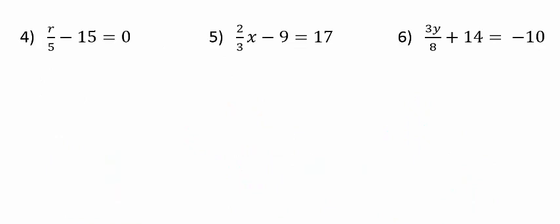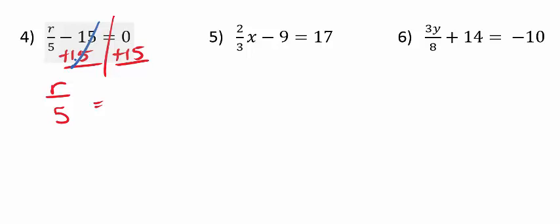In number 4, the first thing we're going to want to do is add 15 to both sides of the equation. So we're going to add 15 here and then 15 to this side. We bring down r over 5. The minus 15 plus 15 goes away, and then 0 plus 15 is 15. Now we're going to go ahead and multiply 5 to both sides of the equation. 5 and 5 divide out, so we get r alone, and 15 times 5 is 75.